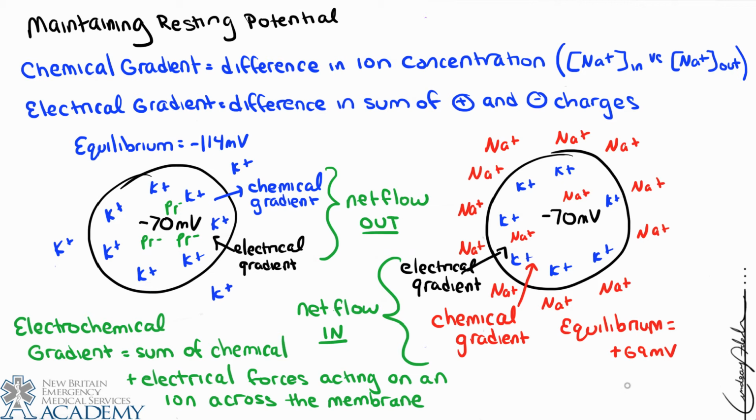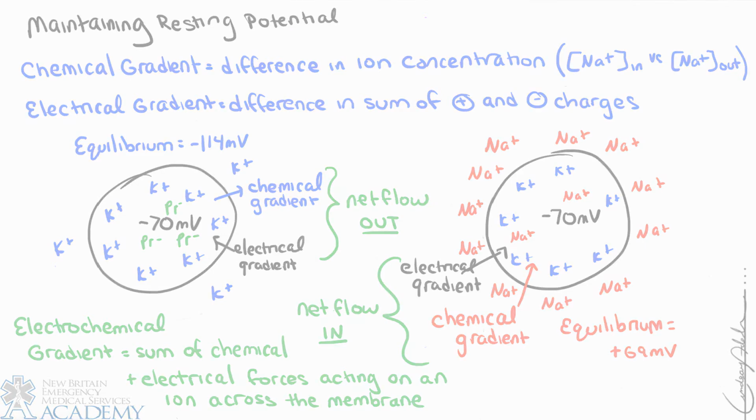So I think memorizing the numbers is maybe not that important, but keeping in mind the context. The desire of the potassium to flow out is so strong that it will reach an equilibrium point of minus 114 millivolts before it stops. And the desire of sodium to flow in is so strong that it would reach a membrane potential of plus 69 millivolts until it stops.